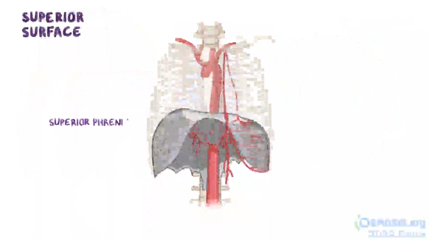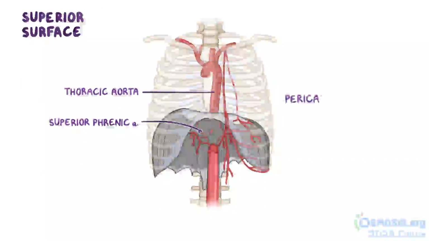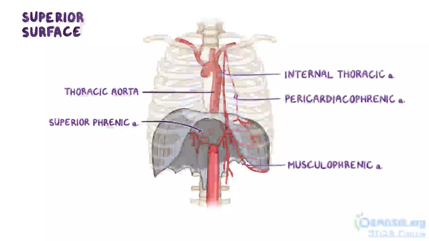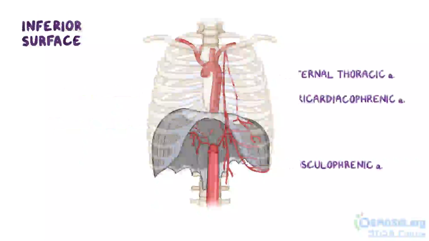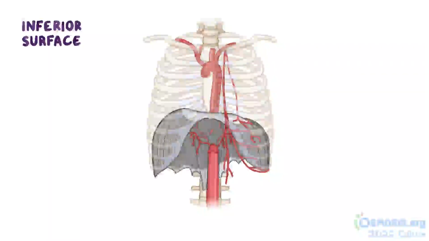Its superior surface is supplied by the superior phrenic arteries, which are branches of the thoracic aorta, and the pericardiacophrenic and musculophrenic arteries, which are branches of the internal thoracic artery. The inferior surface of the diaphragm receives blood supply from the inferior phrenic arteries, which are branches of the abdominal aorta.